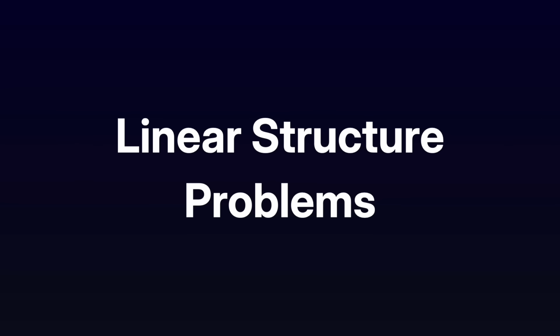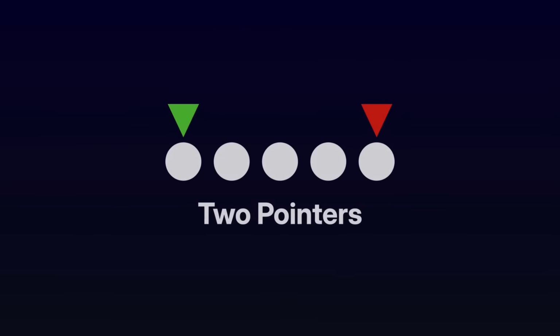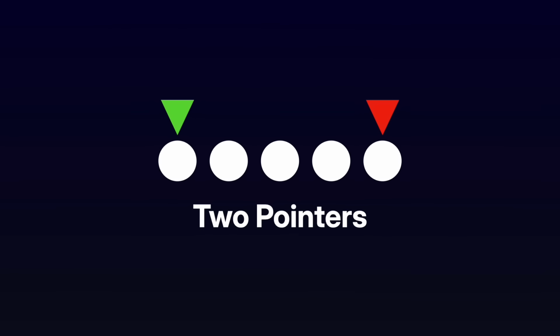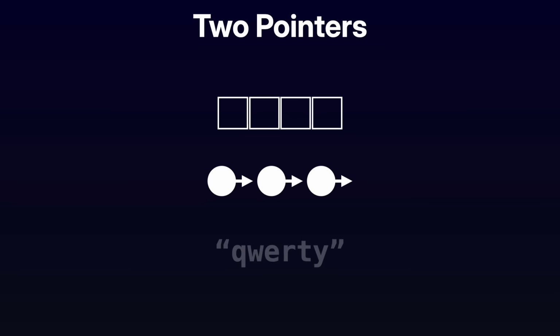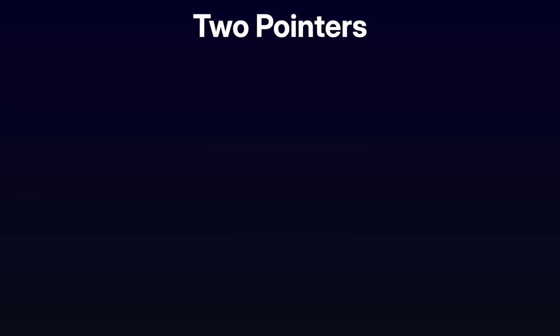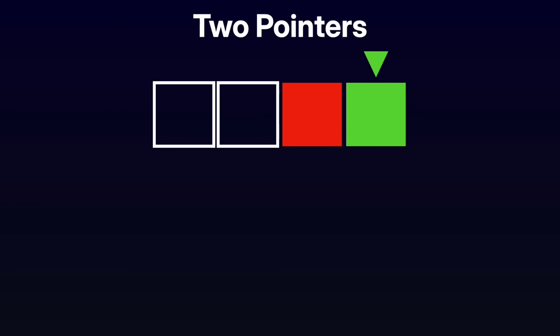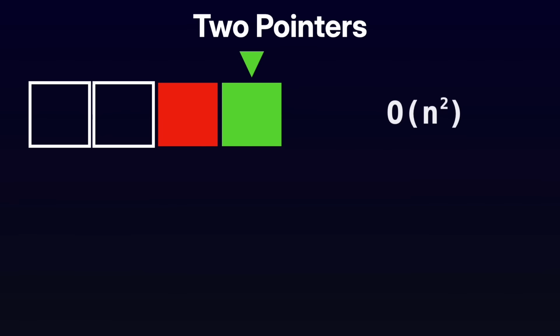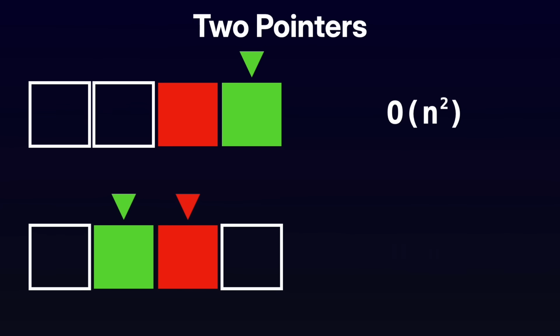All patterns for linear structures build off of 2 pointers, which is why we're starting with it. The 2 pointers pattern is important because it allows you to significantly reduce the time complexity of problems that involve traversing a linear structure, like arrays, linked lists, or strings. Instead of the brute force approach, where you might check every combination of elements, which could lead to an O(n squared) time complexity, 2 pointers often allows you to solve these problems in linear time, O(n), making it incredibly efficient.